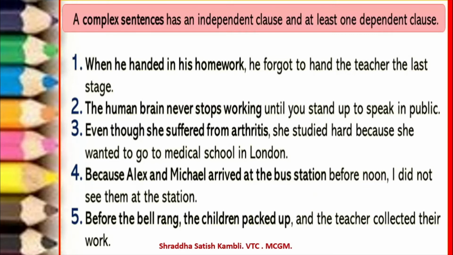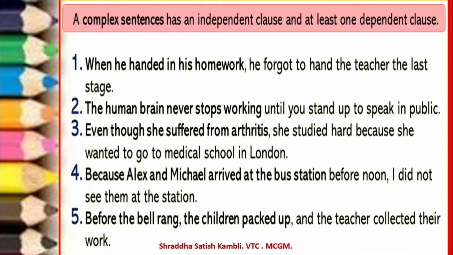So a complex sentence, like I told you, has an independent clause. What is an independent clause? An independent clause is a simple sentence, and a complex sentence has at least one dependent clause as well. So let us look at example number 1. When he handed in his homework, he forgot to hand the teacher the last stage. Now here we will try and underline the dependent clause. So naturally the independent clause will be highlighted, and we already know what an independent clause is. We are trying to understand what a dependent clause in a complex sentence is.